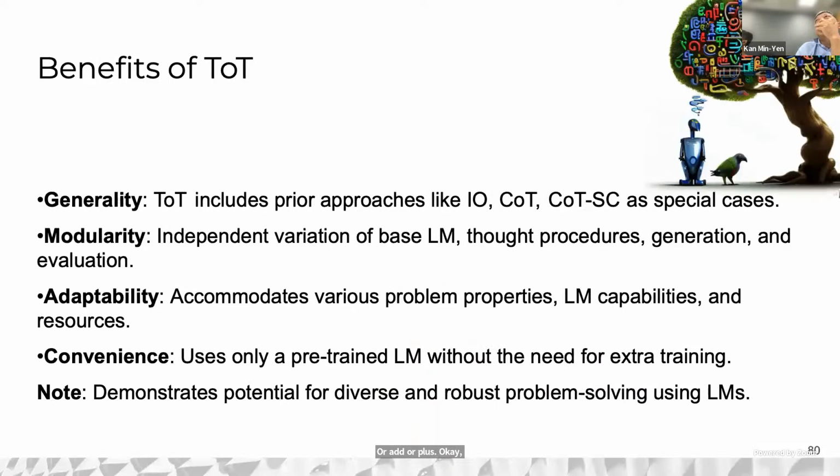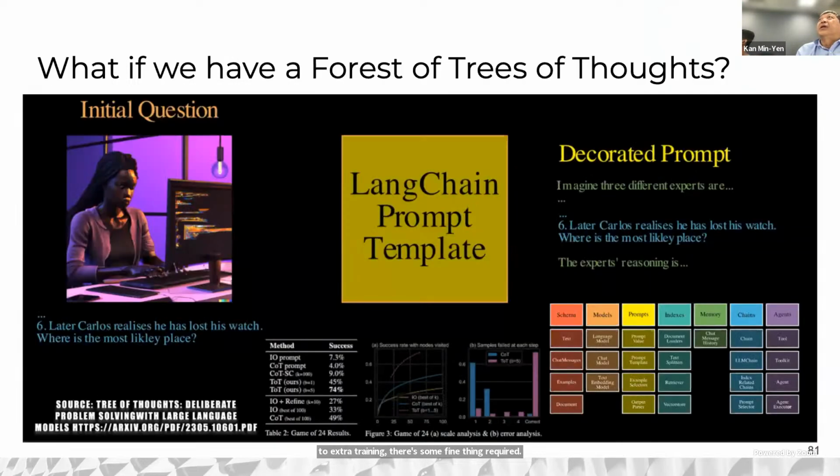So the benefits of ToT are that it includes prior approaches. It includes the IO, the CoT, the CoT-SC. It's also modular, so it accommodates a variety of platforms, and it only requires a pre-trained LM without the need for extra training. There's no fine-tuning required, and it's also robust like self-consistency. But here's the question: ToT is only one particular branch. It's one tree. What happens if you have a forest of ToTs?